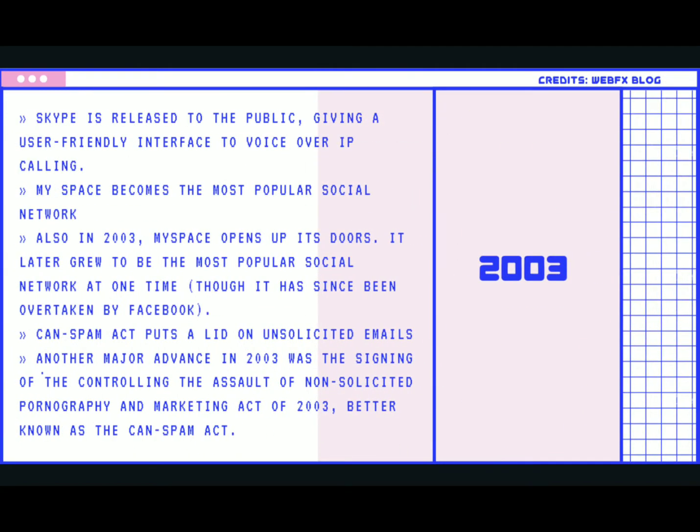Moreover, for the year 2003, Skype was first released to the public, giving a user-friendly interface to voice-over IP calling. Also in 2003, MySpace opens its doors. It later grew to be the most popular social network at one time. Another major advance in 2003 was the signing of the Controlling the Assault of Non-Solicited Pornography and Marketing Act of 2003, better known as the CAN-SPAM Act.